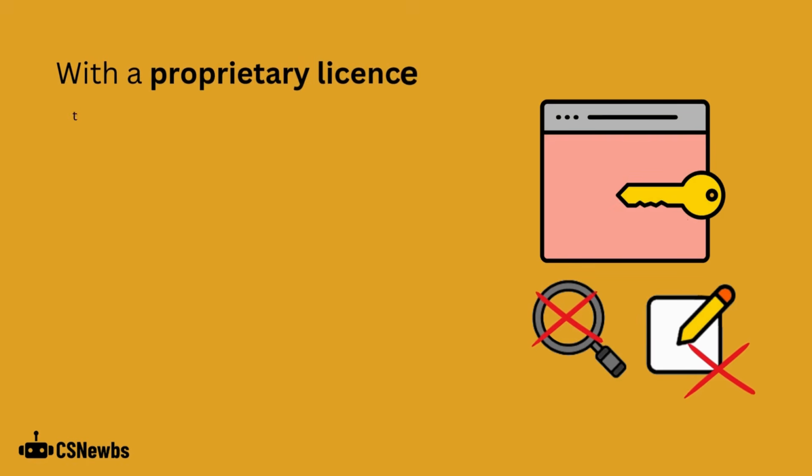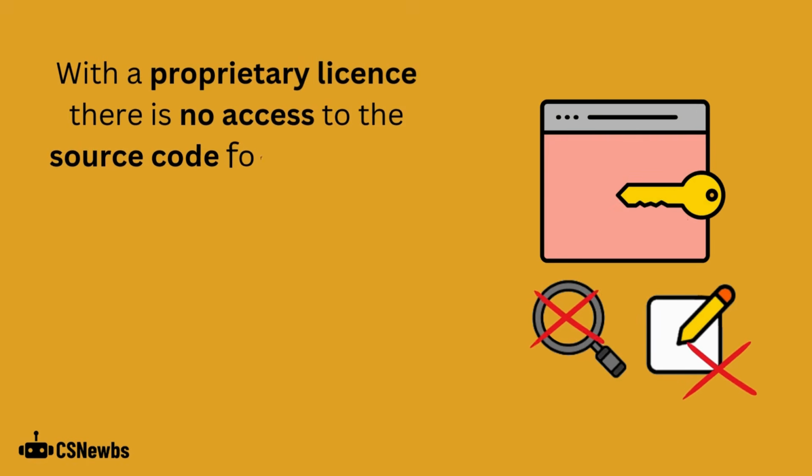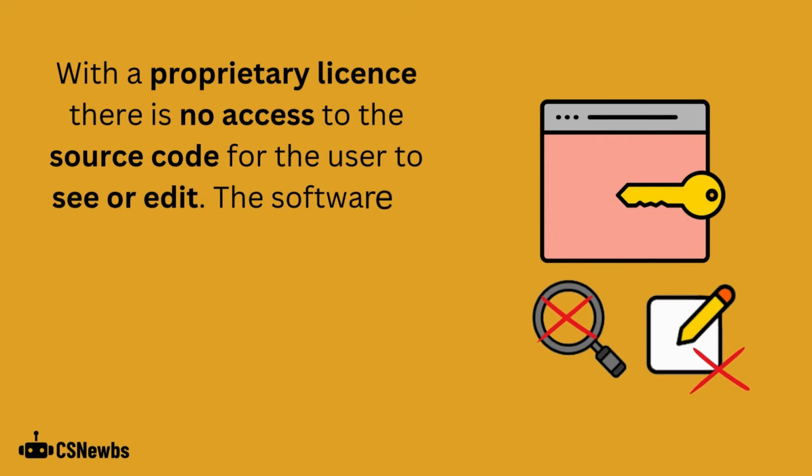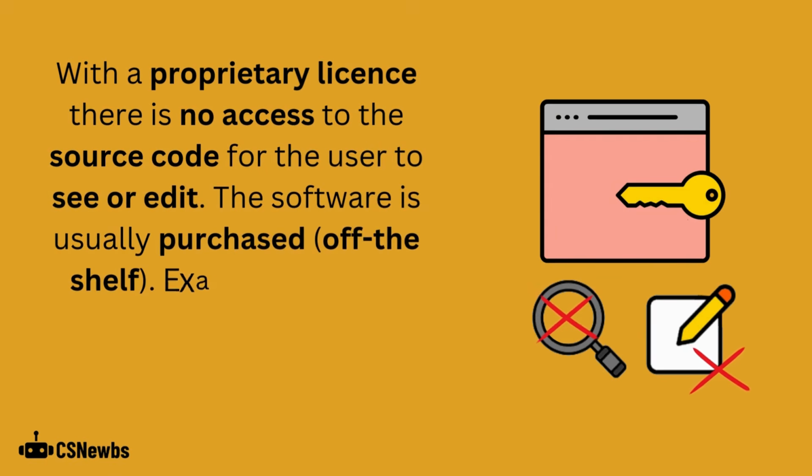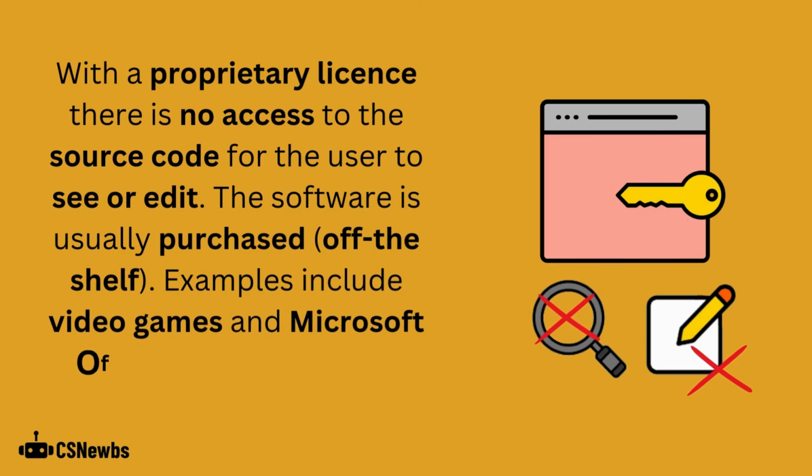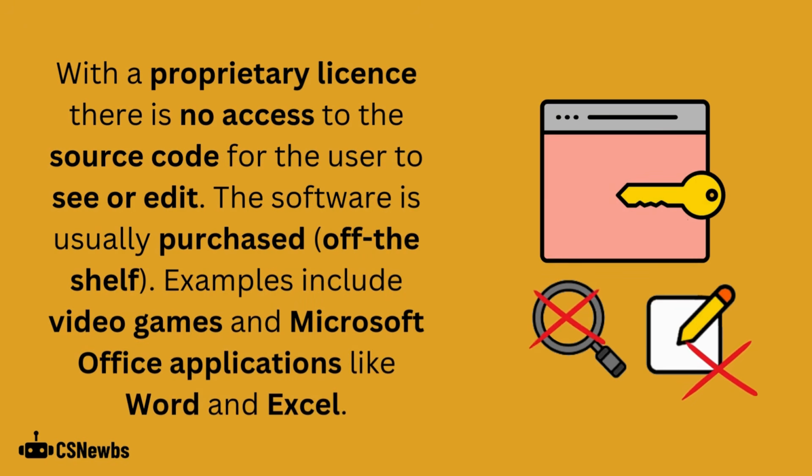With a proprietary license, there is no access to the source code for the user to see or edit. The software is usually purchased. This is known as off-the-shelf. Examples include video games and Microsoft Office applications like Word and Excel.